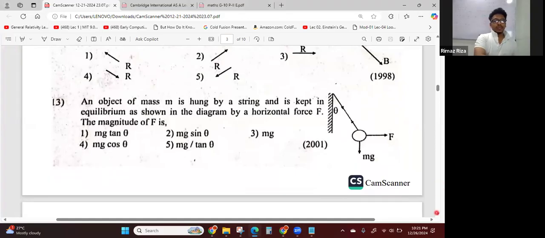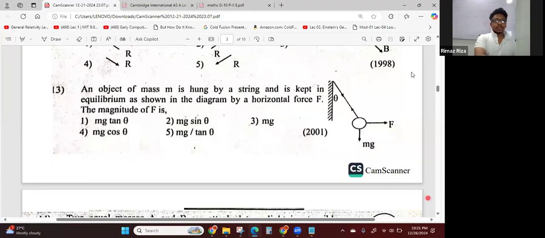Okay, so the 13th one, it's easy. It's a typical force equilibrium question. The object is in equilibrium under the influence of three forces.